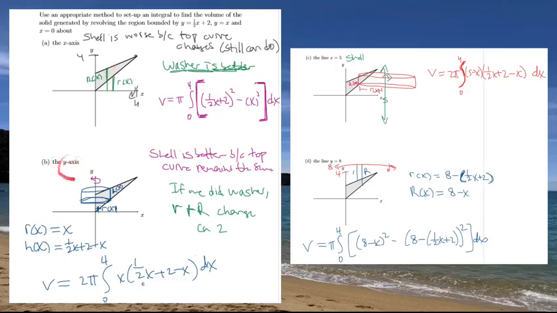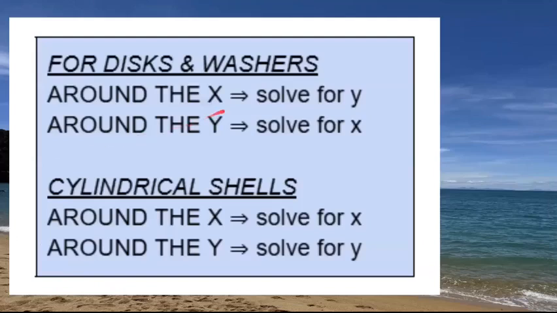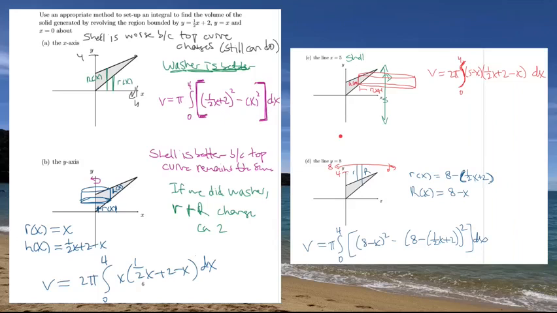Now, if we had a part B that says around the y-axis, what would that mean in this case? This time we'd want to do the shell method because it's reversed. If we're around the y-axis for discs and washers, we have to solve for x. That's kind of annoying to do, right? So we don't want to do that, so let's do cylindrical shells.